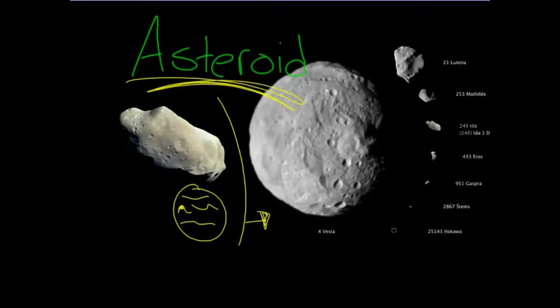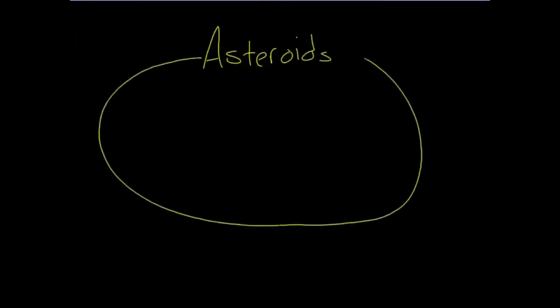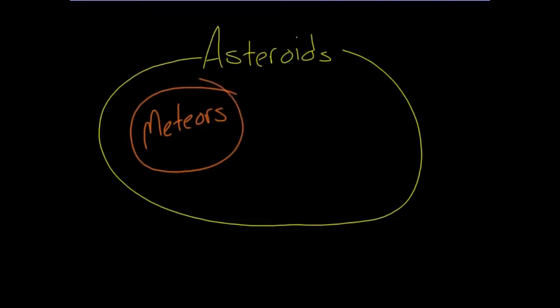So an asteroid is a general term. It's not a very specific term. It's not a recognized term, but it's really easy for us to just use and say it's an asteroid. It's a big rock in space. Asteroids is such a general term that if I were to have the group asteroids, within that group would be all of our meteors. All of our meteors would be in the asteroid group.